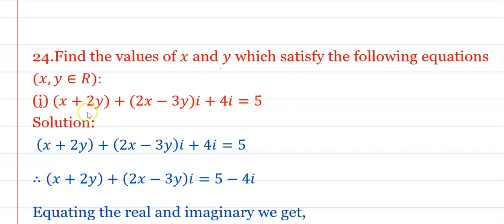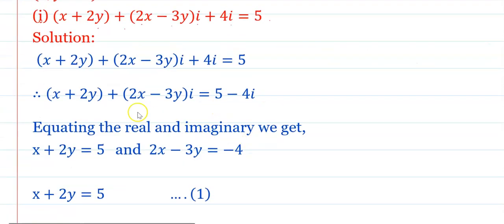Now the first: x plus 2y plus (2x minus 3y) into i plus 4i is equal to 5. Okay. Transfer the 4i to the right hand side. Then the right hand side will become 5 minus 4i. Again equate the real and imaginary parts.